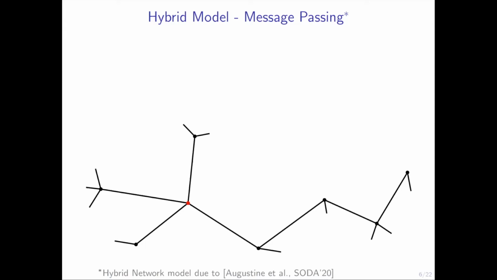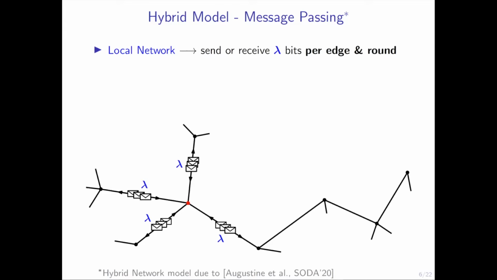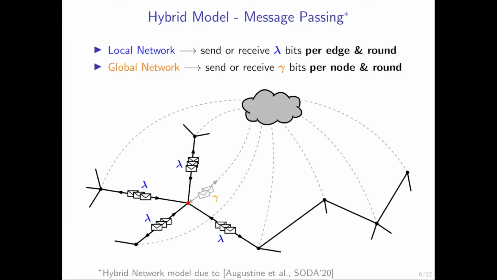So at the core of the hybrid model is its mechanism for message passing. And this was introduced by Augustine et al. earlier this year. And in its most general conception, the hybrid network model allows for lambda bits per edge and per round in the local network. And in the global network, each node is allowed to send or receive gamma bits per round. And the difference really lies in the restriction per node and per edge.